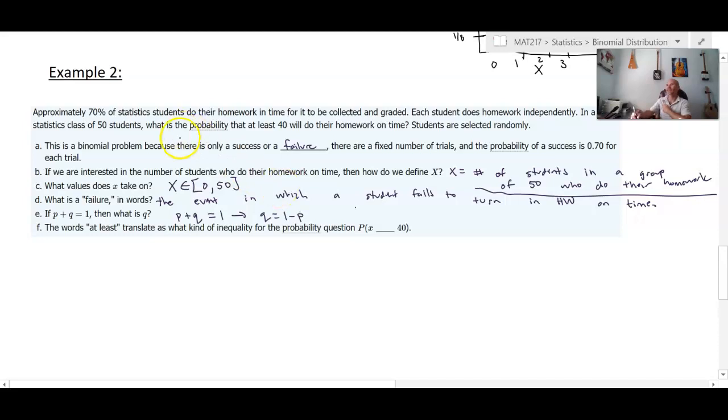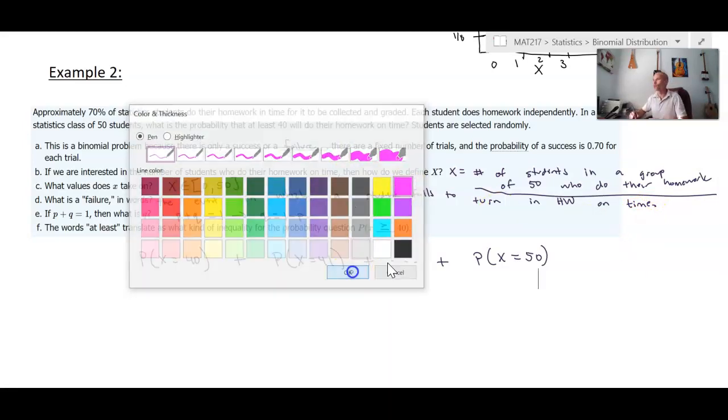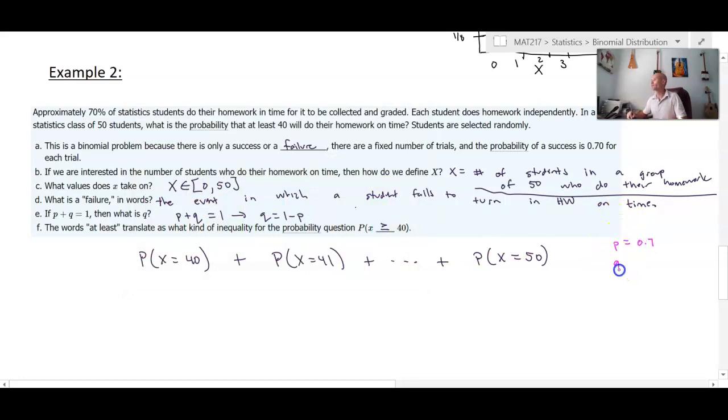The words "at least" translate as what kind of inequality for the probability question, P of x? Well, at least means 40 or more, so this will be greater than or equal to. Okay, how do we actually calculate this? We would have to find the probability that x is equal to 40, add to that the probability that x is equal to 41, and add up all of these. There are 50 students, so the highest would be the probability that x is equal to 50. Given that p is equal to 0.7, q is equal to 1 minus that, the probability that a student doesn't submit on time. We have n equals 50 students, and these are the different values of r.